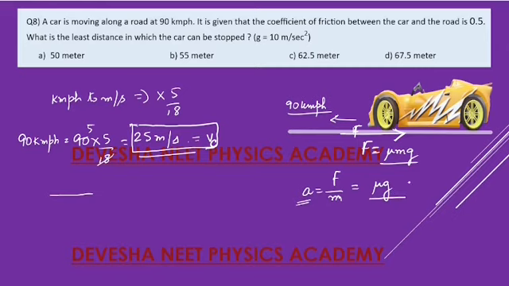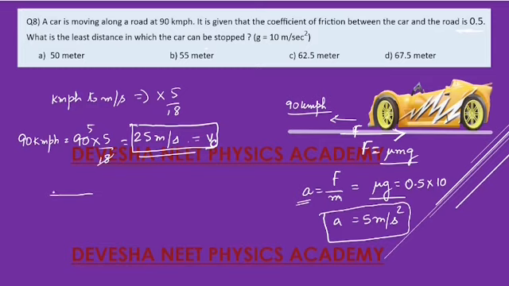Now mu is given to me. The coefficient of friction as per the problem is 0.5. So 0.5 into G, which is 10, is equal to an acceleration of 5 meters per second square. So this is the deceleration of the body when it is moving. Now we need to find out the least distance in which the car can be stopped.